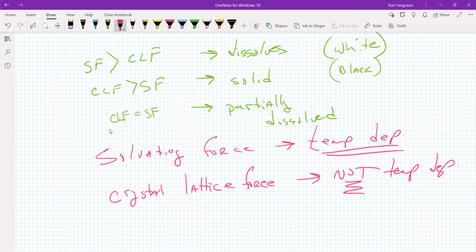So the solvating force has increased because we've increased the temperature. The crystal lattice force is not temperature dependent, so it stays the same. Okay, so solvating force, temperature dependent; crystal lattice force, not. Now, this is really cool stuff, because we can now manipulate whether something dissolves or not. How? By manipulating the solvating force via temperature. Isn't that cool?